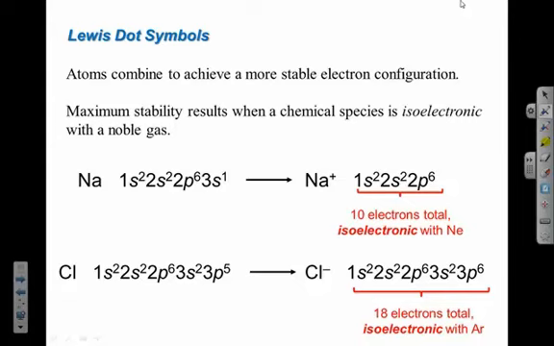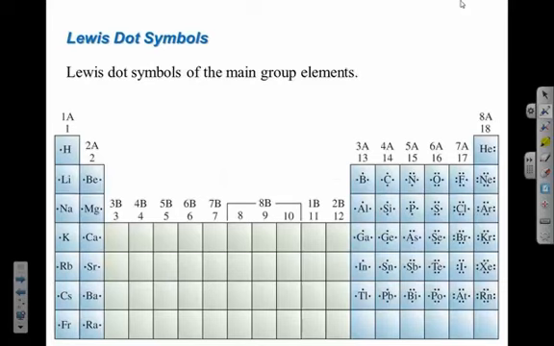Likewise with chlorine, 17 protons. If it picks up 1 extra electron, that's 17 positives, 18 negatives. Again, a ratio that's pretty balanced, so that's typically how we see chlorine in nature.